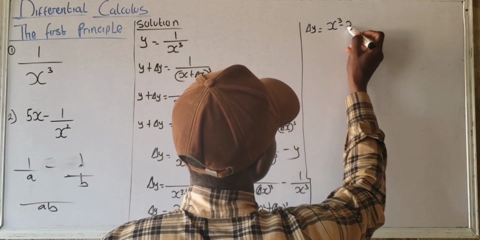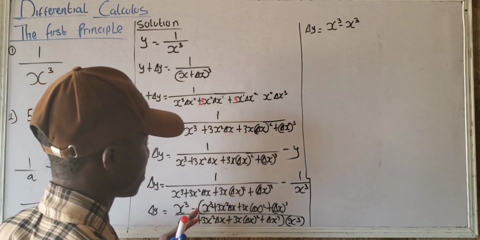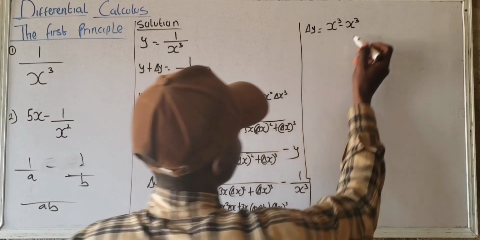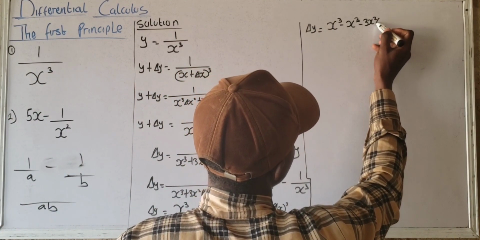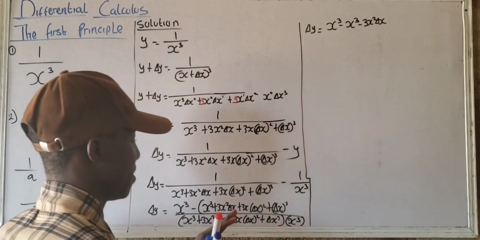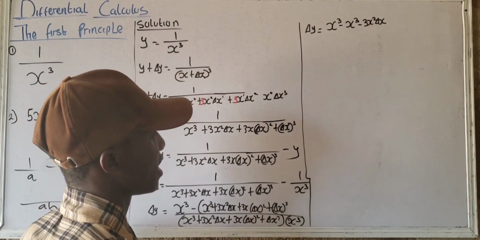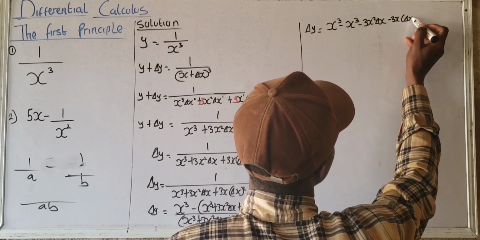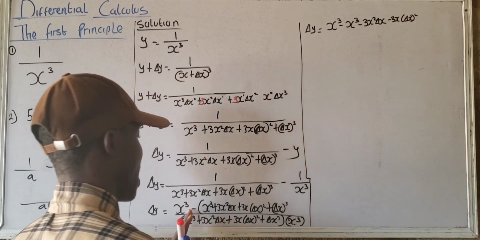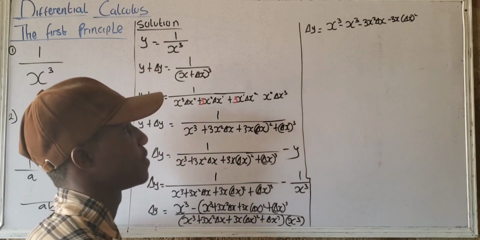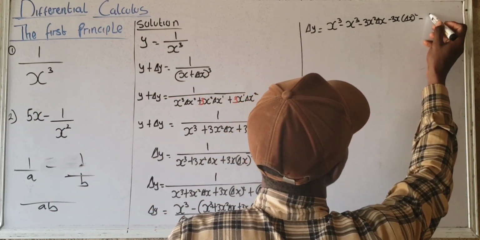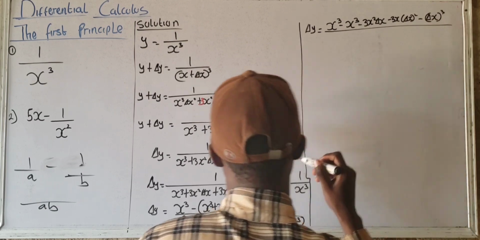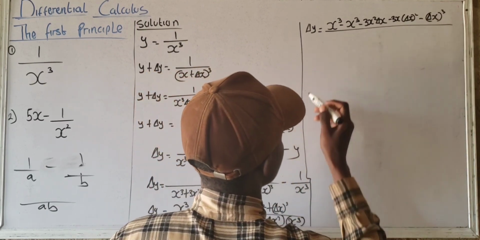Minus x raised to the power of 3, minus times plus 3x squared delta x. That will be what? Minus 3x squared delta x. Are you there? Minus times 3x delta x squared. That was minus 3x delta x squared. Okay? Minus times positive delta x raised to the power of 3. That was negative delta x raised to the power of 3. Okay? This will be all over x raised to the power of, okay?